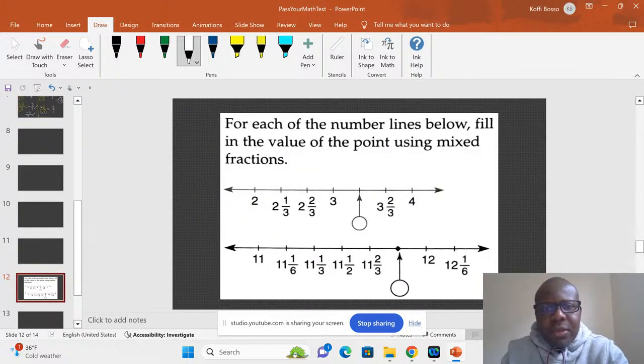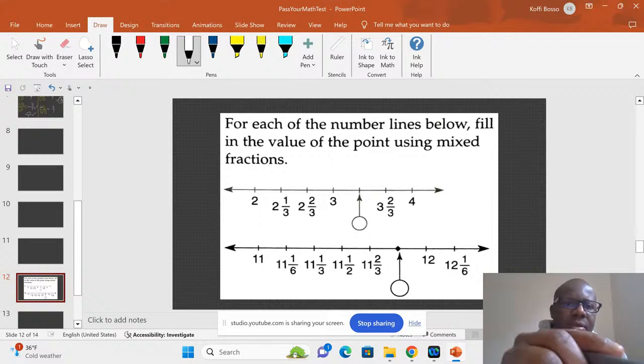Okay, they say for each of the number lines below, fill in the value of the point using a mixed fraction. Okay, so understand that we saw that we have different fractions. You can have a mixed fraction or mixed number. Okay, we can have an improper or proper.